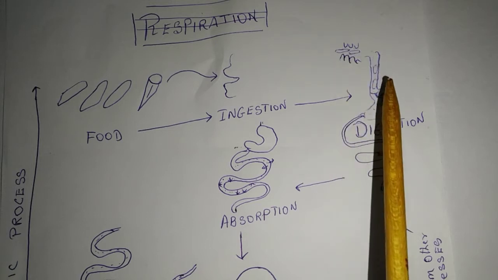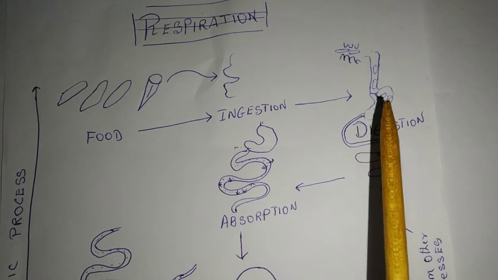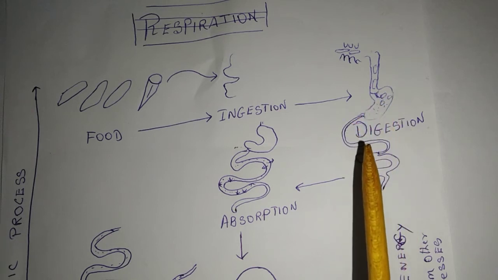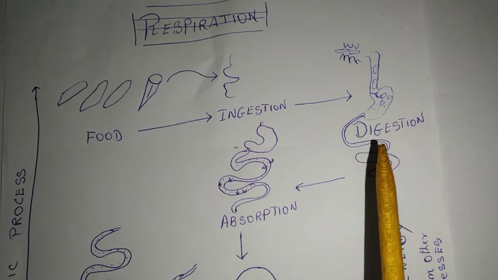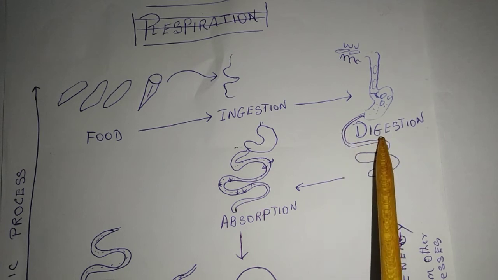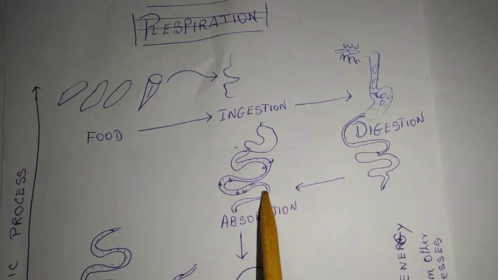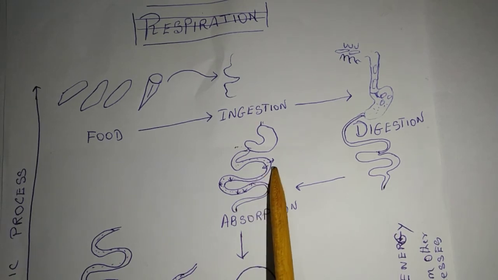Then you swallow the food, it reaches the stomach, gets digested or broken down further there, and then gets more digestion in the small intestine, and the digested food in the small intestine will be absorbed or taken through this wall.